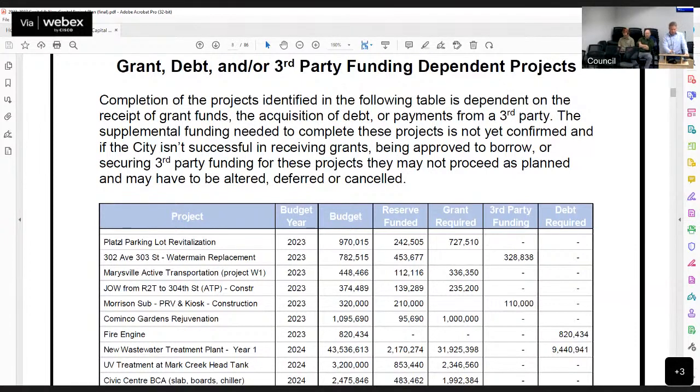So the next column from the grant column is third-party funding. Council will recall that last year there was a project on Boundary where a couple of different third parties were involved. One being Tech, who installed some infrastructure under that road, and the other was the developer of the old school property there. Similar to those, these two projects, the first one there, the 302nd Ave, 303rd Street water main replacement.